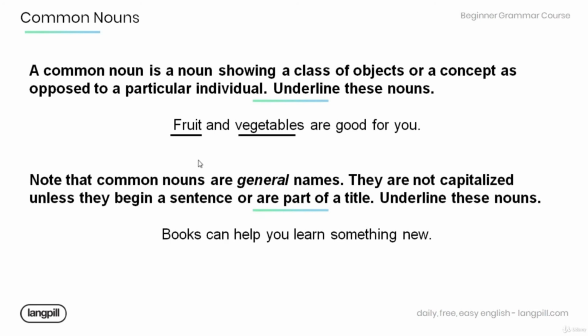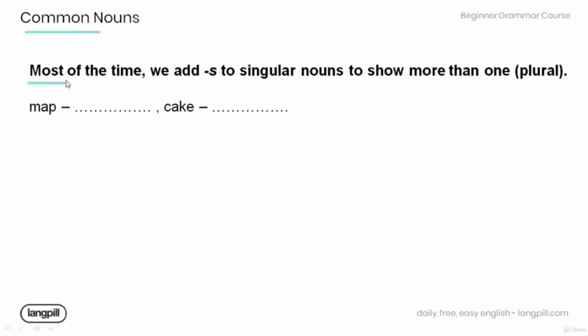Now again, common nouns are general names. They are not capitalized unless they begin a sentence or are part of a title. I want you to read this sentence. Books can help you learn something, and underline these nouns. Books. Great. Now again, most of the time we add s to singular nouns to show more than one plural.